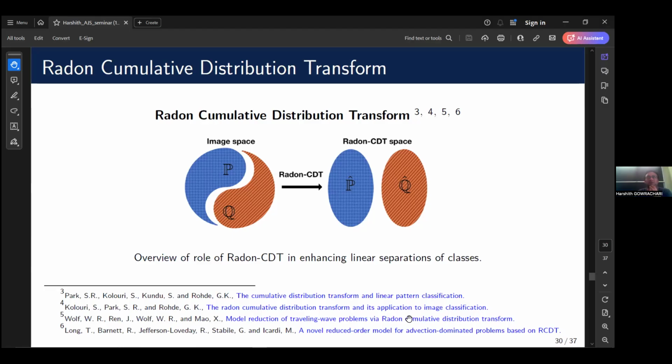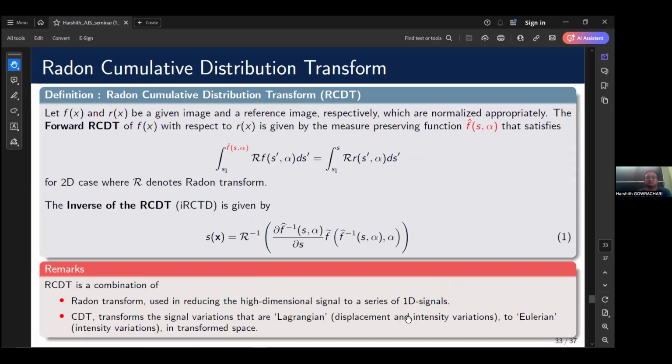Let's say also, because here you have a nonlinear transformation, this is the best property of CDT, which transforms your displacements and also intensity variation into an Eulerian framework, just by adjusting the intensities, and then you can also do the inverse. Since it is used for image classification and those kinds of applications, I believe this has some potential when your interface is changing. Yeah, I would think the same. That's why I asked.